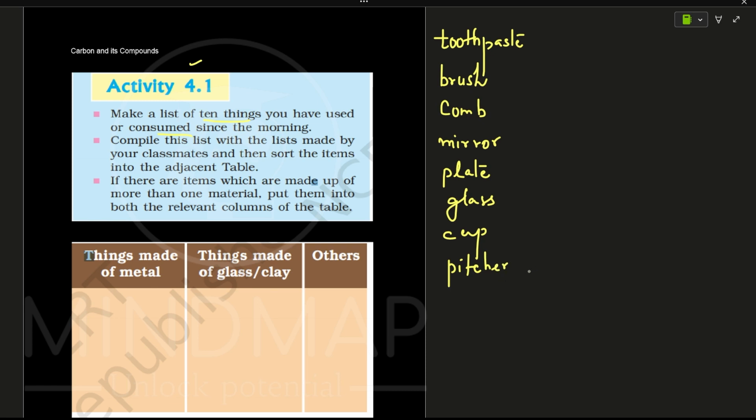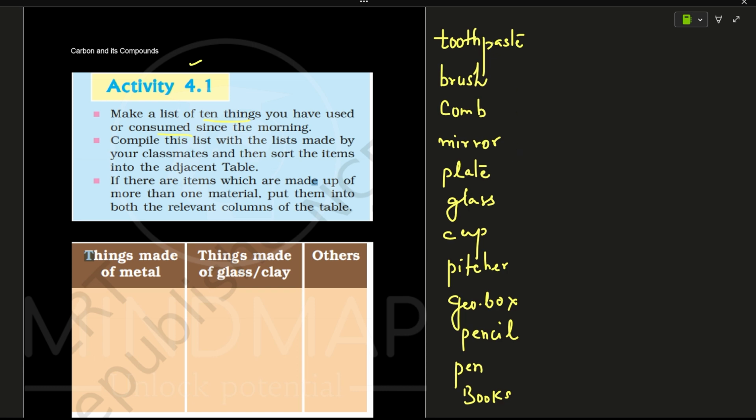Pitcher means वो घड़ा, मिट्टी का घड़ा. ठीक है? Then you take your geometry box. ठीक है? Then you have a pencil. You are using a pen. You are using books. You are using notebooks and so on. You will have a long list.